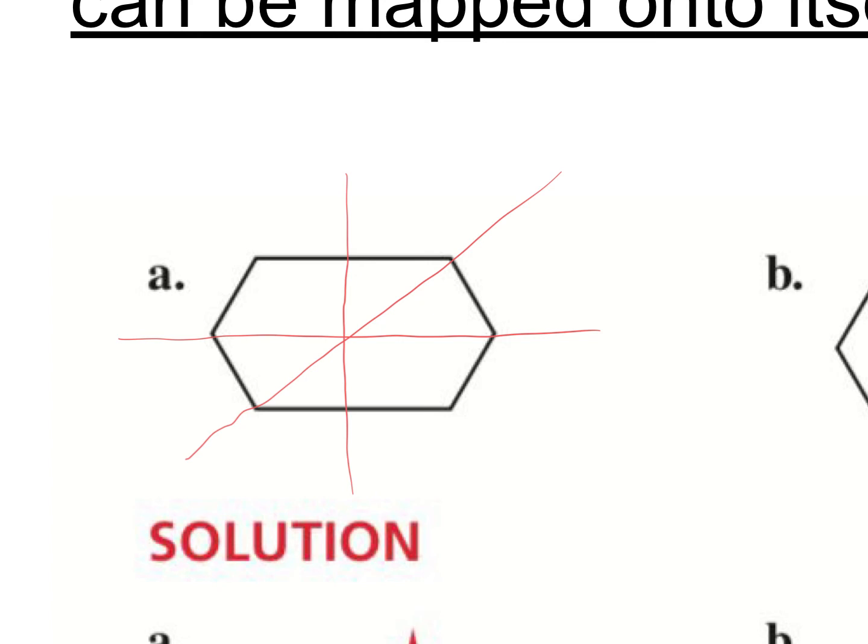But if I fold it diagonally, look what happens. Did it fold completely onto itself? No. Do you see how there's extra space there? Not a line of symmetry. So how many lines of symmetry does this rectangle have? Just two, okay? No more, no less.